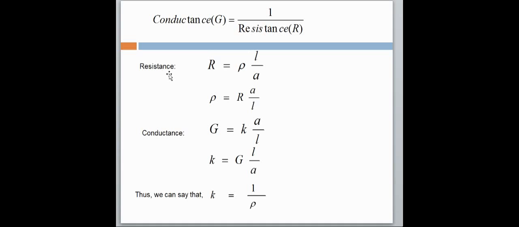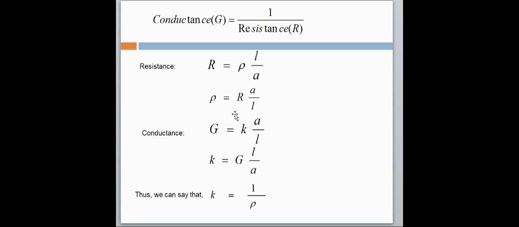We have seen this equation: R is equal to rho into L upon A. Therefore, rho is equal to R into A upon L. I have just rearranged it to get resistivity rho on the left hand side. Similarly, conductance is equal to K into A upon L. Therefore, K is equal to G into L upon A.